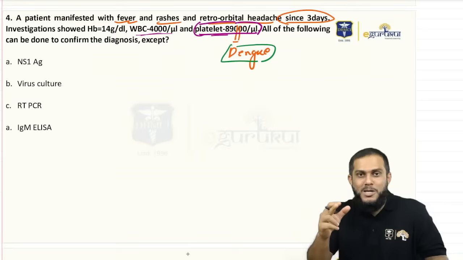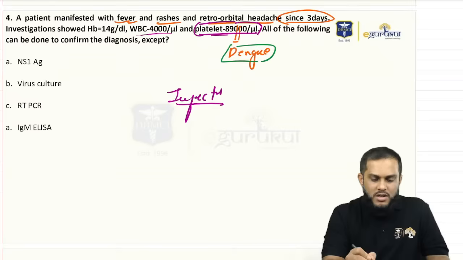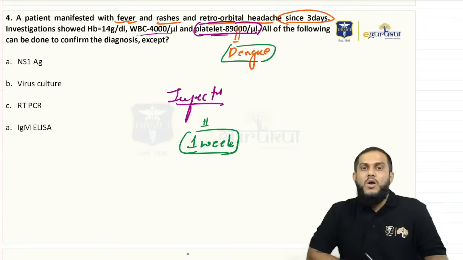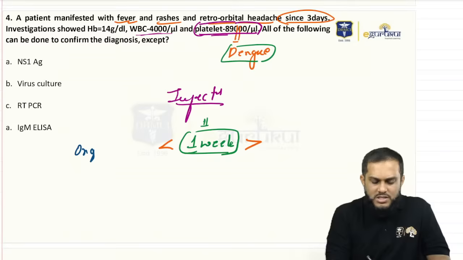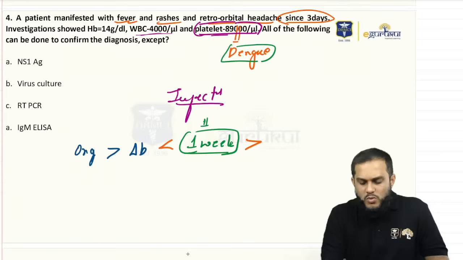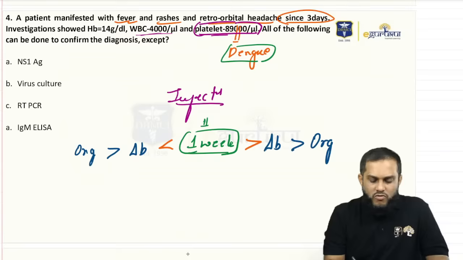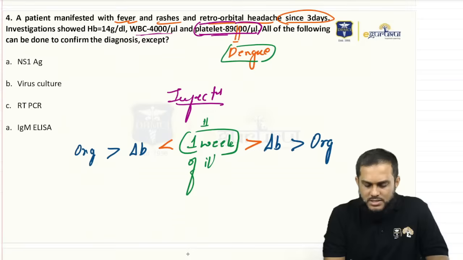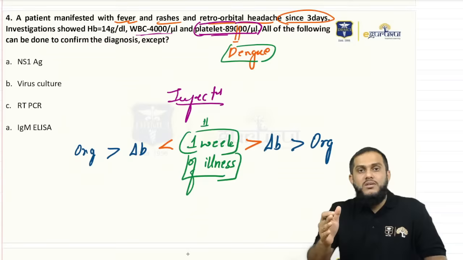As the symptoms are since 3 days, remember, for any infection, the cutoff point is one week. Within 1 week, organism detection has better sensitivity than antibody detection. After 1 week, antibody detection has better sensitivity than organism detection. Very simple. One week of symptoms is the cutoff point. Within 1 week of symptoms, organism detection is better than antibody. After 1 week, antibody detection is better than organism detection.